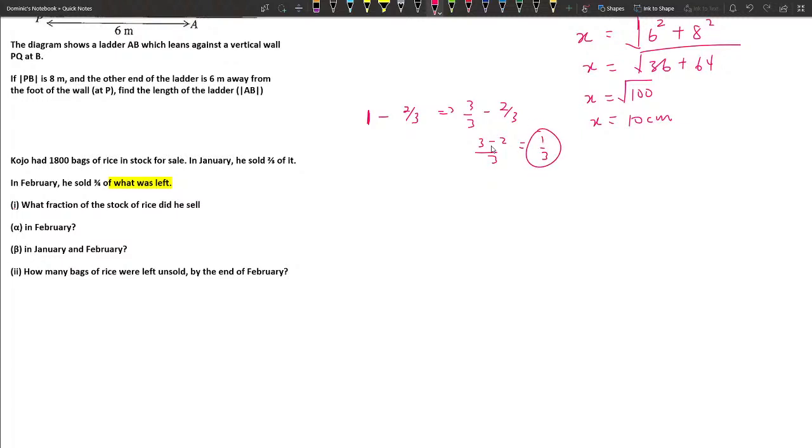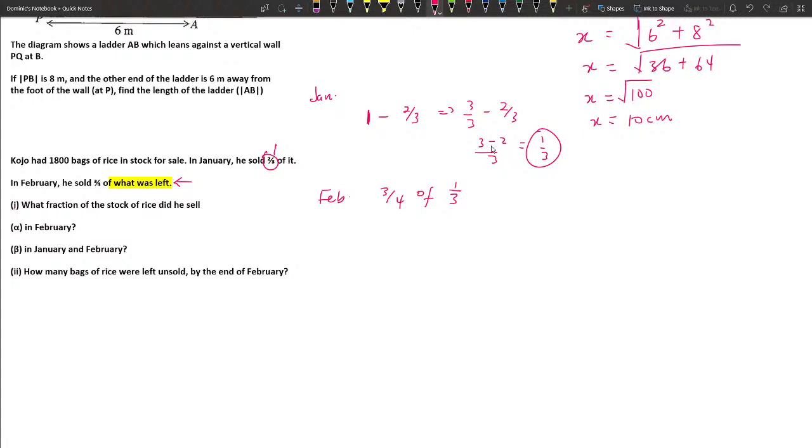So this is the fraction of what was left after he sold in January, which is 1/3. Now 3/4 of that fraction of what was left was sold in February. We want to calculate 3/4 of what was left. So 3/4 of 1/3, because they made a statement that it is of what was left. If they had said 3/4 was sold, we would not have done of 1/3, we would just have done 3/4. But once they stated of what was left, it means we are going to find 3/4 of 1/3, because after selling 2/3 in January, 1/3 was left.